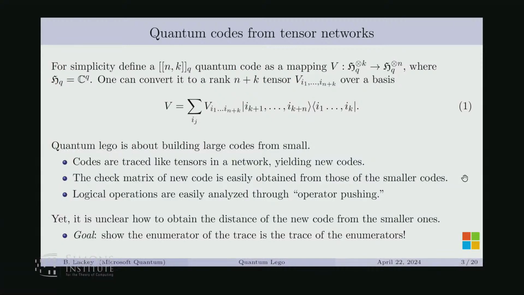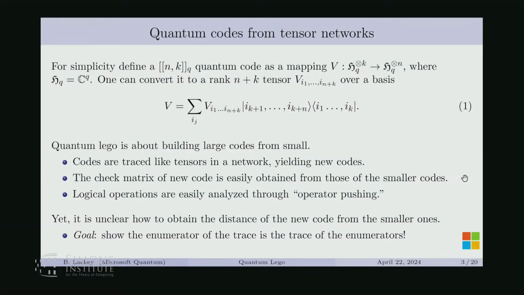We're going to build large codes out of small ones. Our codes are going to be traced together like we just did with the matrix product state. We take smaller codes, we choose some legs, and we trace them in exactly that tensor network tracing idea. The check matrix is easily constructed from these. This is just linear algebra. So you take two matrices and you manipulate them in the right way, and you get the new check matrix for a new stabilizer code.